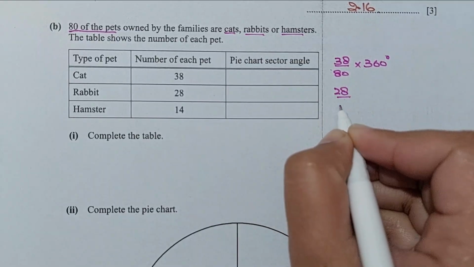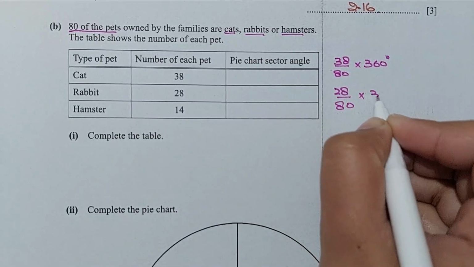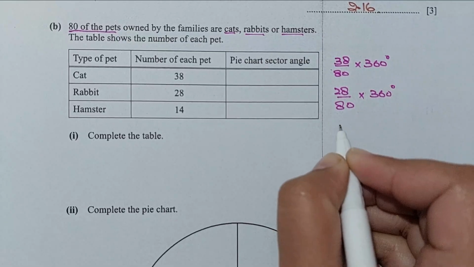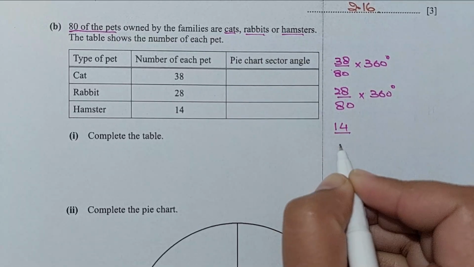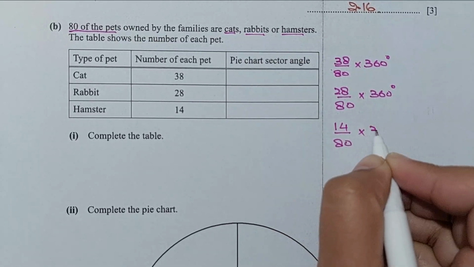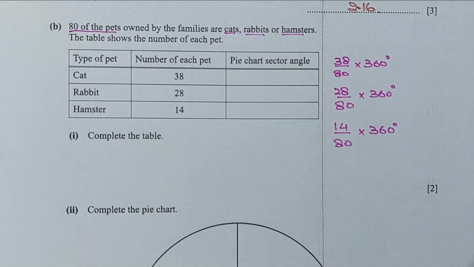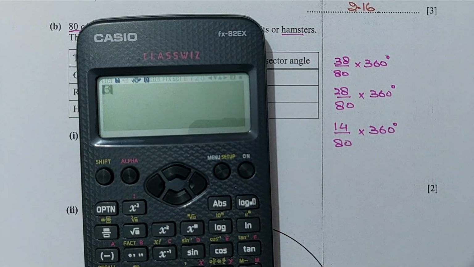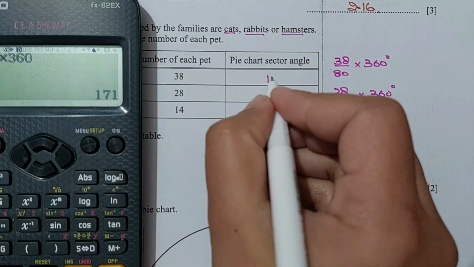28 are rabbits out of the total 80, multiplied by 360 degrees. 14 are hamsters out of the total 80, multiplied by 360 degrees. Let me simplify all of them. 38 over 80 times 360.